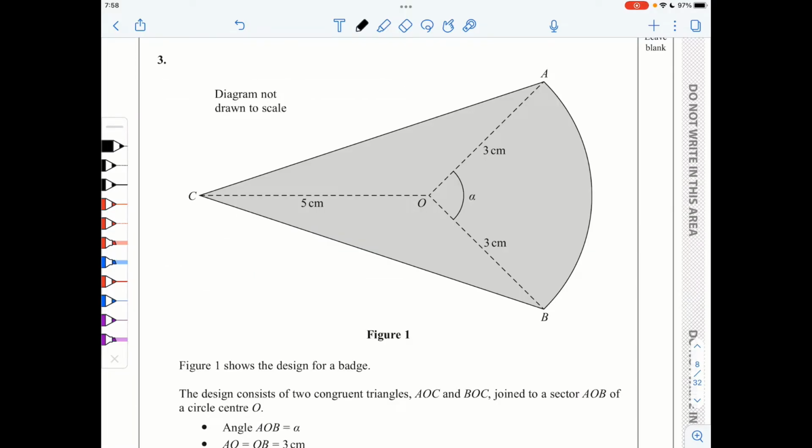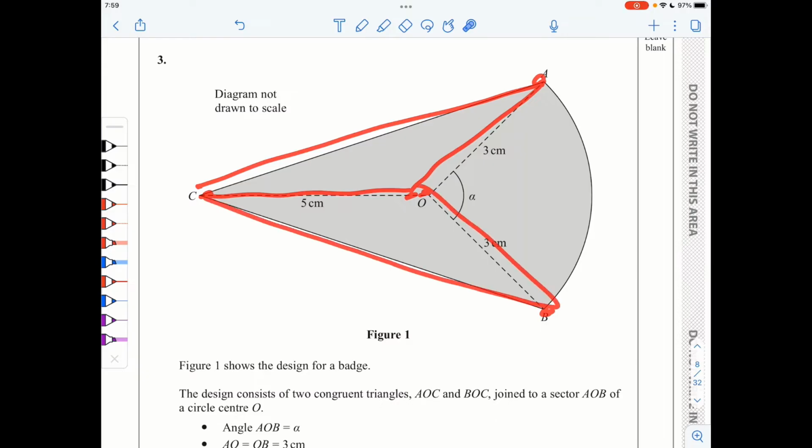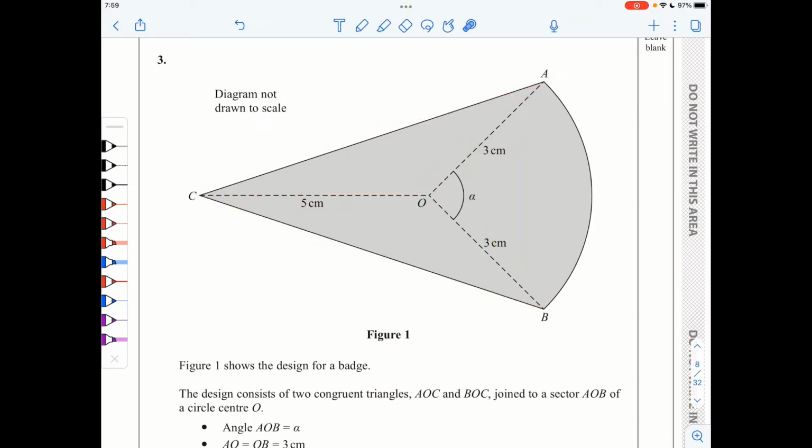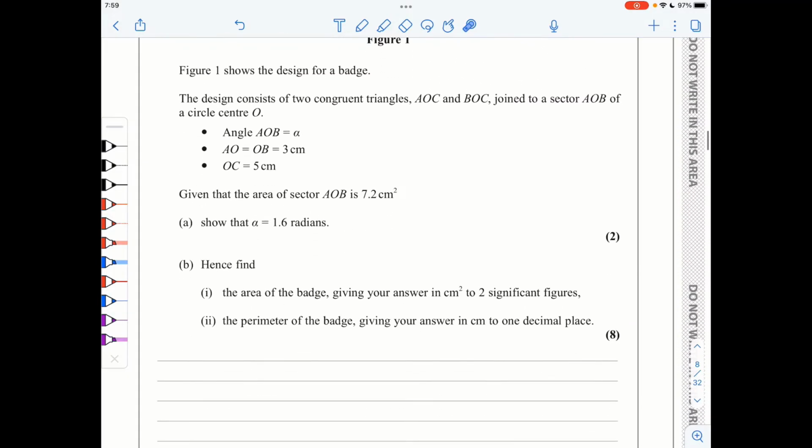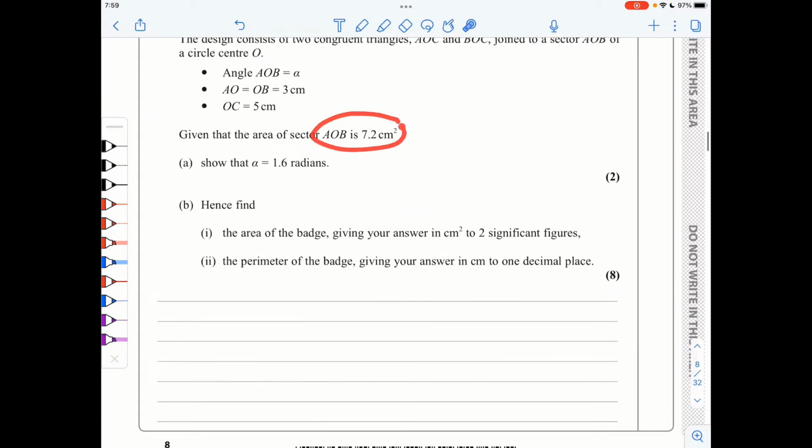Question 3, we've got the design for a badge. We have two congruent triangles, two identical triangles, AOC and BOC, and it's a sector AOB with an angle of alpha at the center, and we're being given the dimensions here. The radius is 3, the distance OC is 5. We need to show that alpha is 1.6 radians, given that the area of the sector is 7.2 square centimeters.